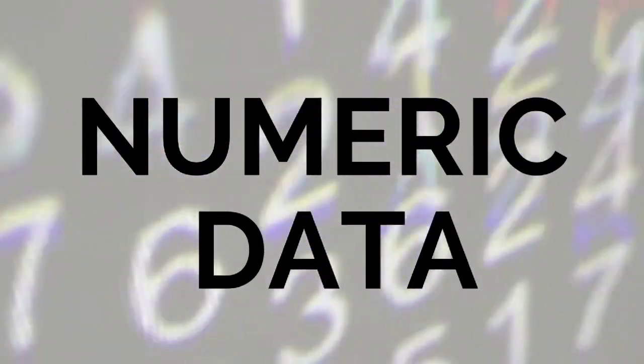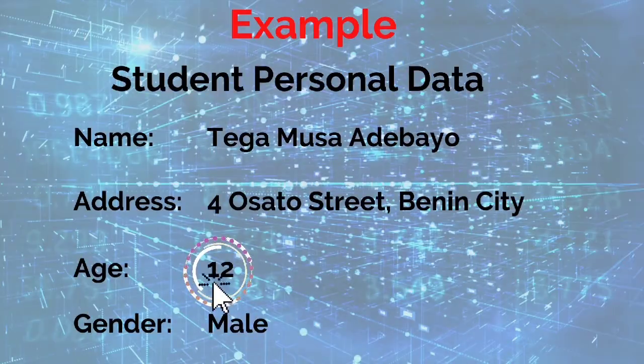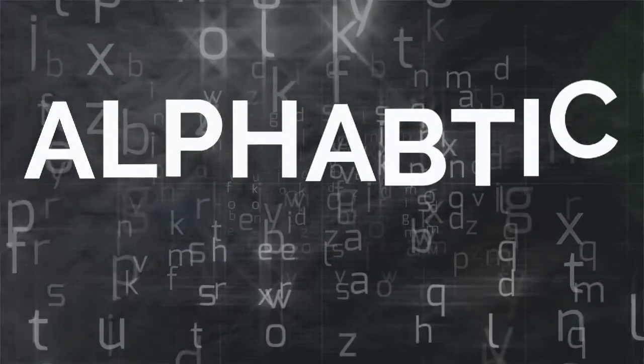Numeric data. When you hear numeric, what comes to your mind? Numbers. Yes, these are numbers. So this kind of data, these are data that are figures and that are numbers in nature. Now, if you check very well, in that example I showed earlier, this student's age there is 12. So the numeric data we have about this particular student, Tega Musa Adebayo, is that his age is 12. So that 12 there is an example of numeric data that we have about Adebayo.